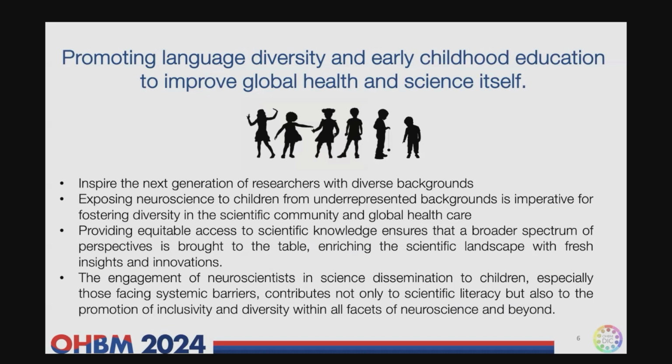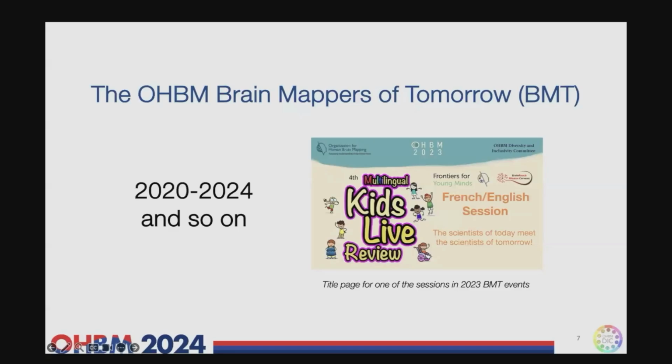The engagement of neuroscientists in science dissemination to children, especially those facing systematic barriers, contributes not only to science literacy but also to the promotion of inclusivity and diversity within all facets of neuroscience and beyond. Despite these advantages, science dissemination efforts are often undervalued within the scientific community.